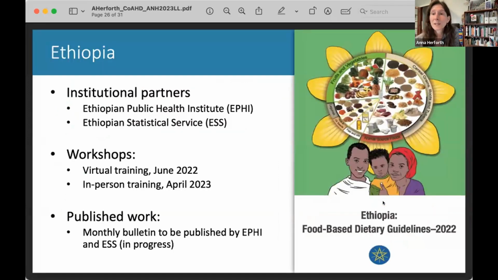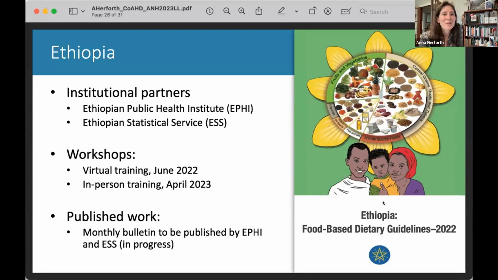Ethiopia also recently released their first ever food-based dietary guidelines last year. The Ethiopian Public Health Institute has been very involved from the start, trying to use these guidelines at systemic level, and not just as a tool for individual education, but as a tool to analyze food systems and help to highlight what needs to change in food environments for people to be able to achieve them.